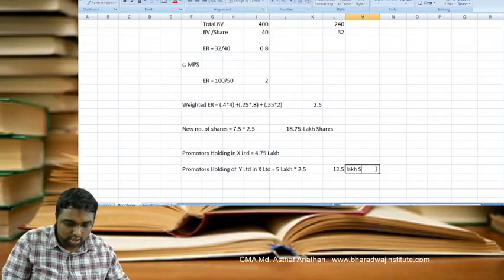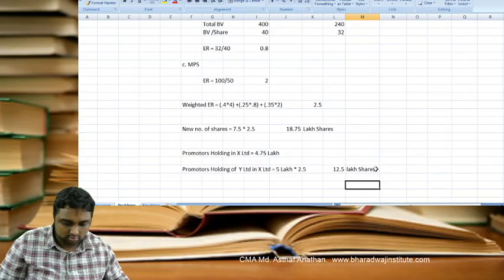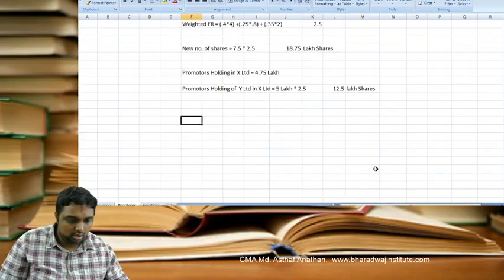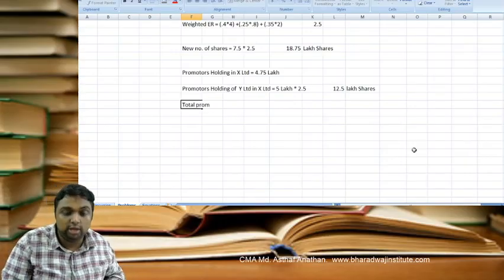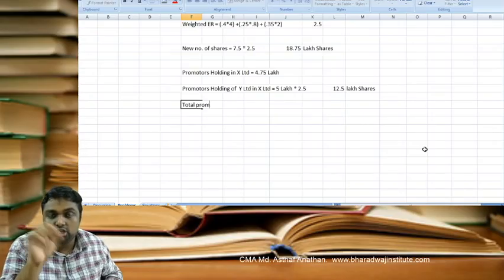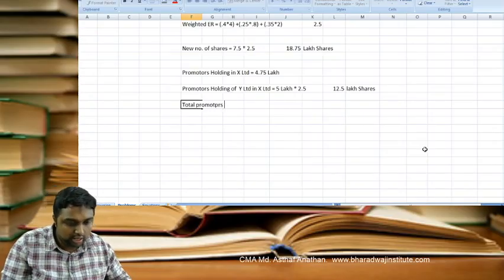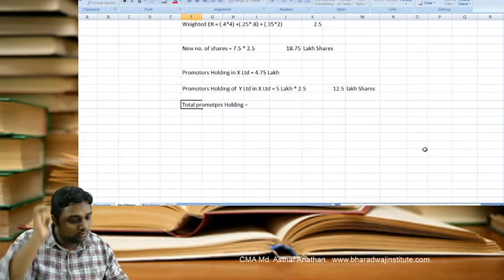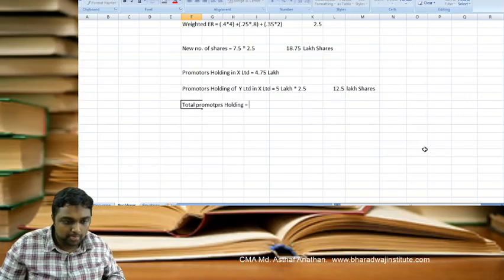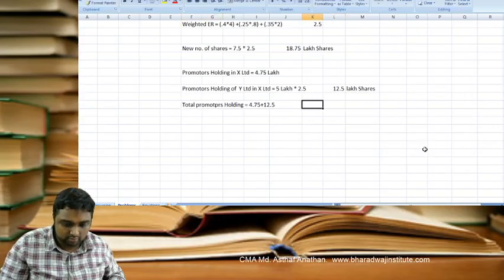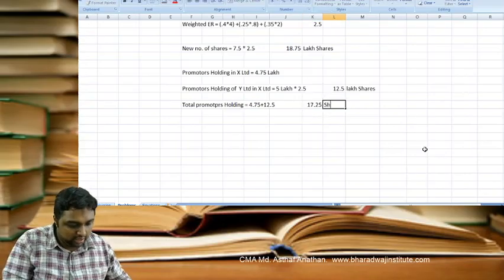So what will be the total promoters holding? This is after acquisition. That is the reason I have taken 2.5. Suppose it is before acquisition, we won't take 2.5. So total promoters holding equals 4.75 plus 12.5, which is 17.25 lakh shares.